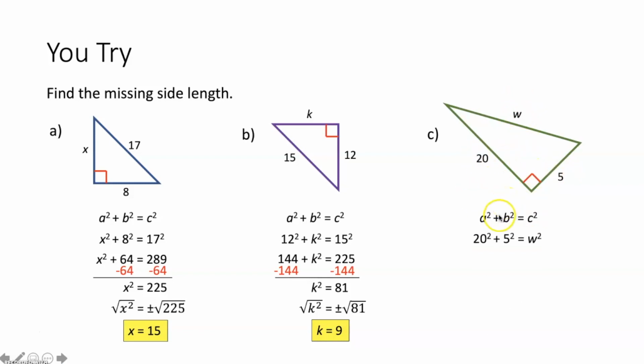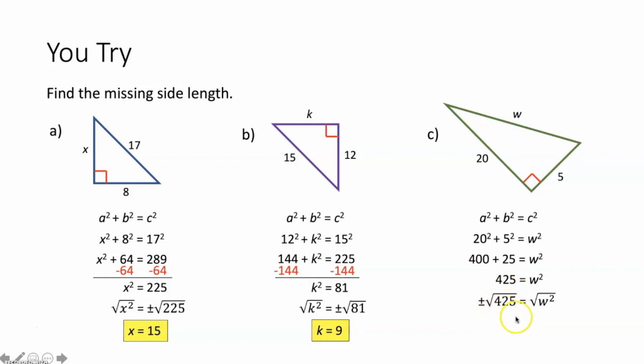Now what I can do is solve for w by squaring the 20 and the 5, adding them together, and then getting w all by itself by getting rid of the square, so I have to square root both sides. Anytime you square root a variable squared, you've got to put plus or minus on the other side. But again, we're just dealing with the principal root today, the positive version, because we're dealing with side lengths of triangles. So w is going to equal the square root of 425, which is not a perfect square.